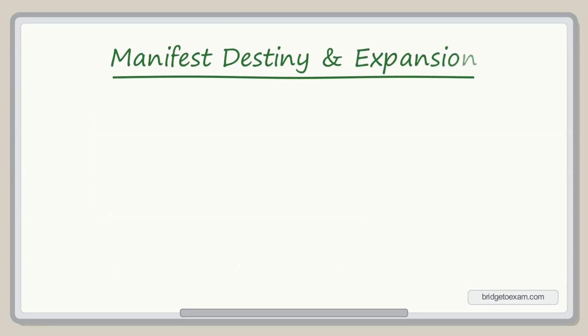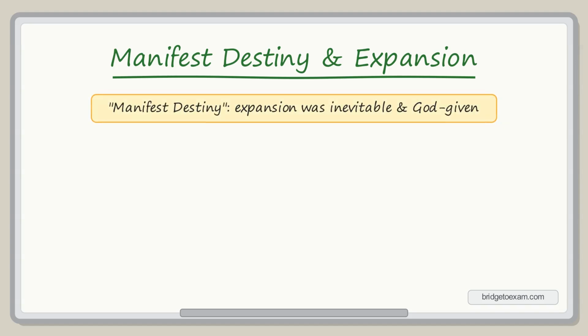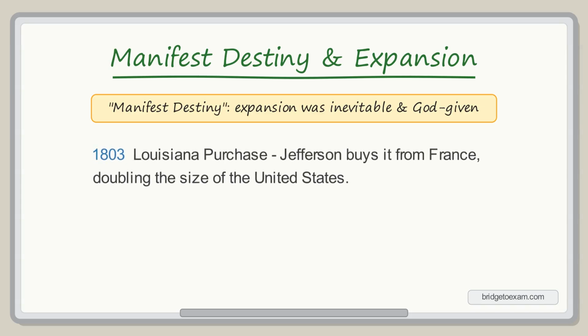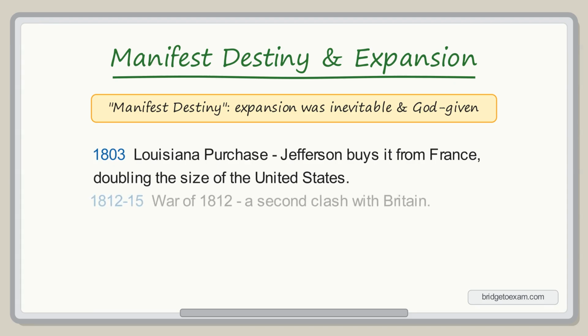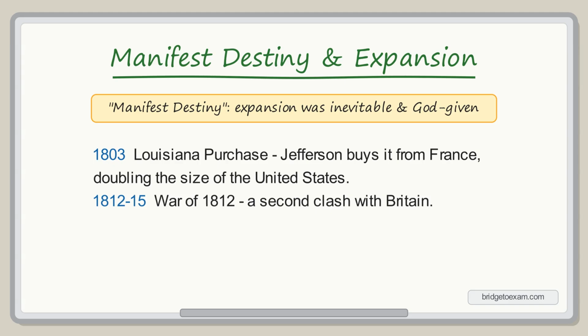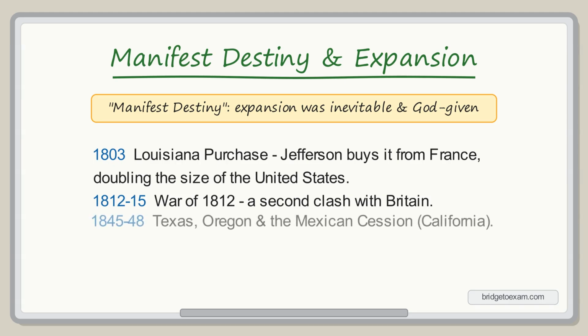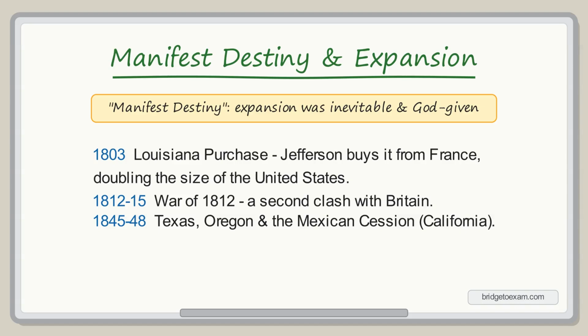Americans believed in manifest destiny, the idea that expansion across the continent was inevitable, God-given, and good. That belief drove a wave of land acquisitions. First, in 1803, Jefferson bought the Louisiana Territory from France for $15 million, doubling the size of the country, and sent Lewis and Clark to explore it. The War of 1812, a second clash with Britain, stirred American nationalism. Then, between 1845 and 48, the U.S. gained Texas, Oregon, and the Mexican Cession, including California, reaching nearly its modern shape.